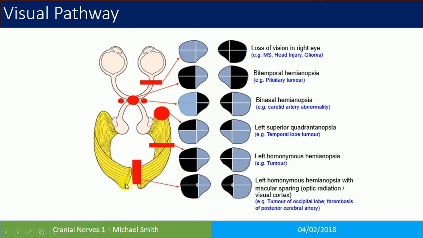And this is because of the way that the fibers fan out at this point, and the calcarine sulcus, which is our primary visual cortex, which has the center of our visual field, is often spared.